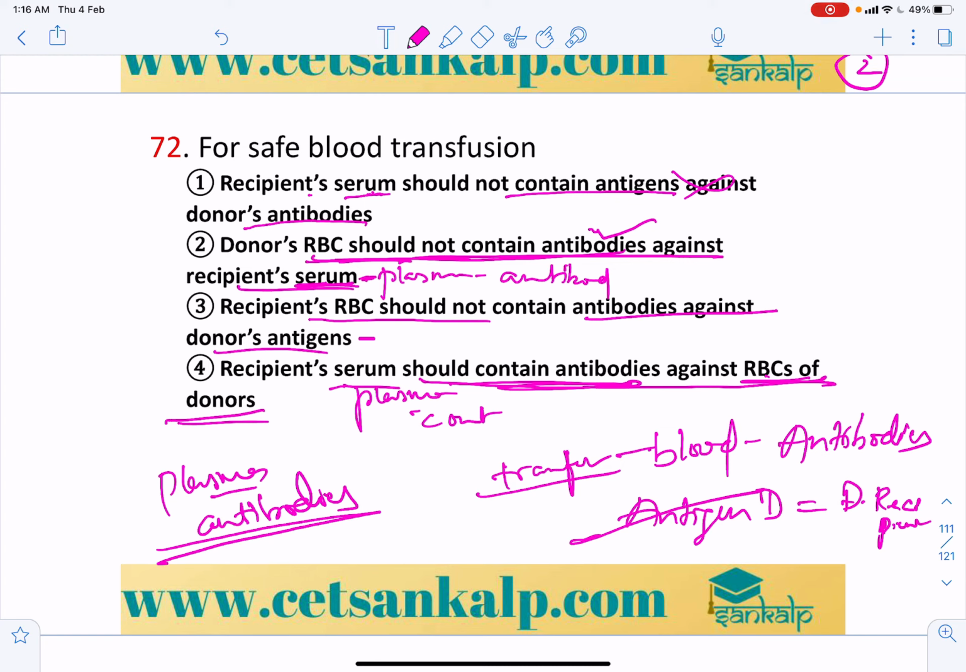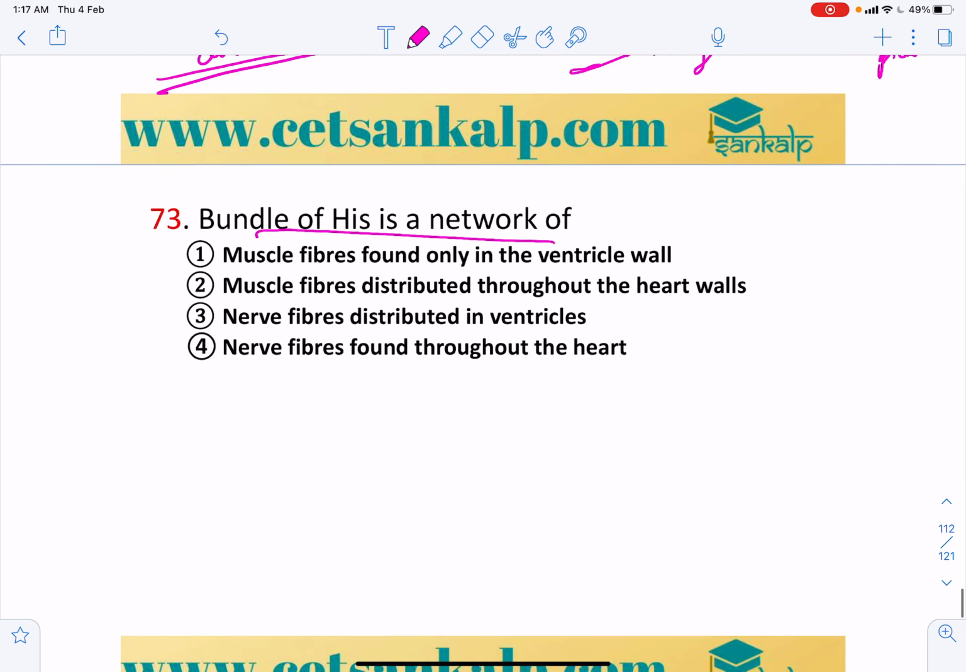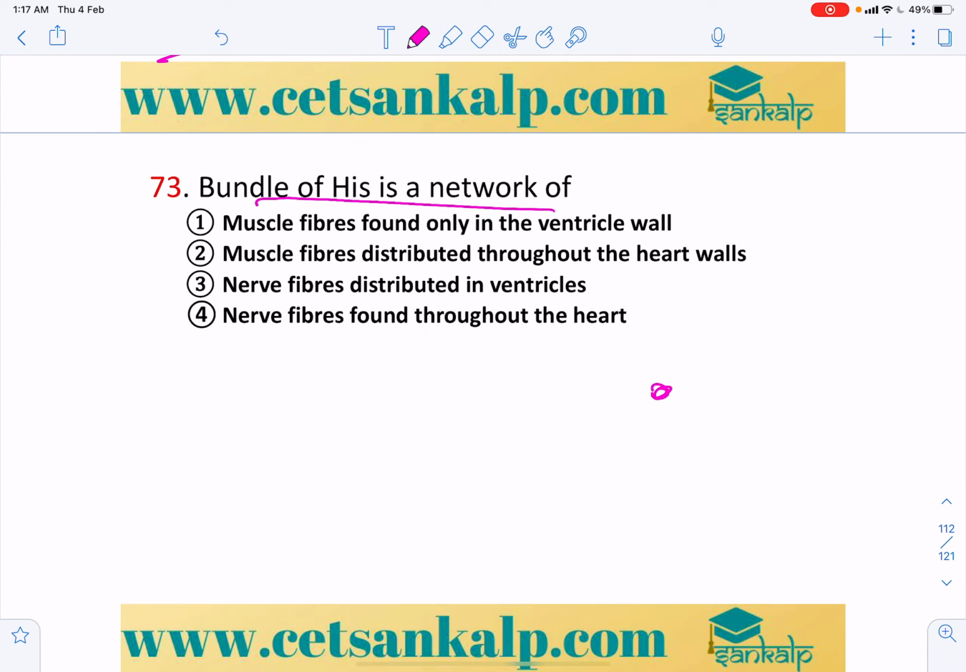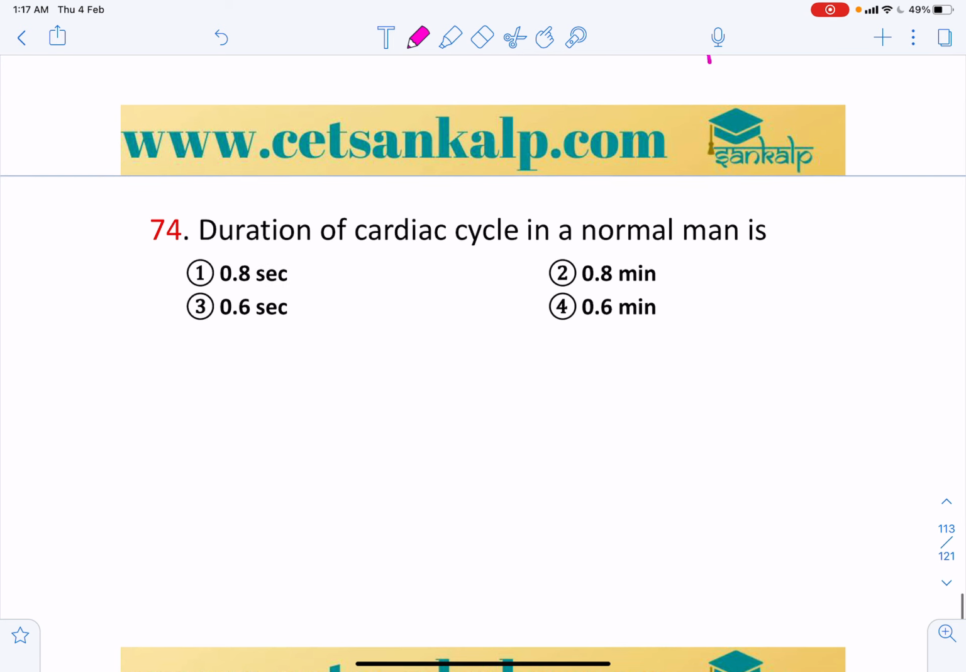Bundle of His, already we discussed. That is where, from the atrioventricular septum, it enters. So here, muscle fiber found only in the ventricle wall. Yes, that is in the ventricle wall only, that too in the interventricular septum. Correct. Muscle fiber distributed throughout the heart wall, no. Nerve fiber, it is not a nerve fiber. So answer 73:1.